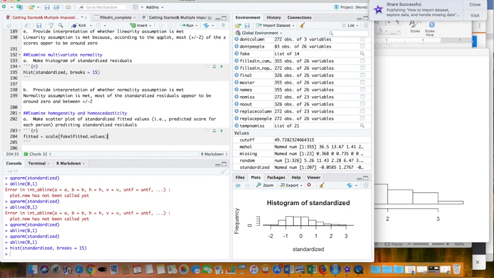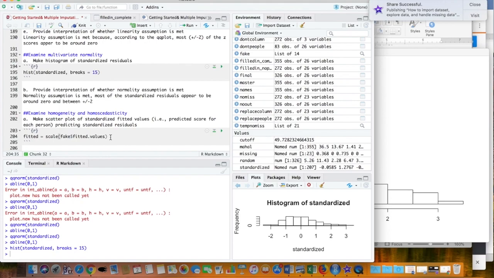So basically what we want to do is make a scatter plot of residuals where the x-axis is the standardized fitted values. In other words, the predicted scores for each person according to your regression. And the y-axis is your standardized residuals. This is the difference between the predicted score and the person's actual score in that regression. Sometimes we call this y minus y hat.